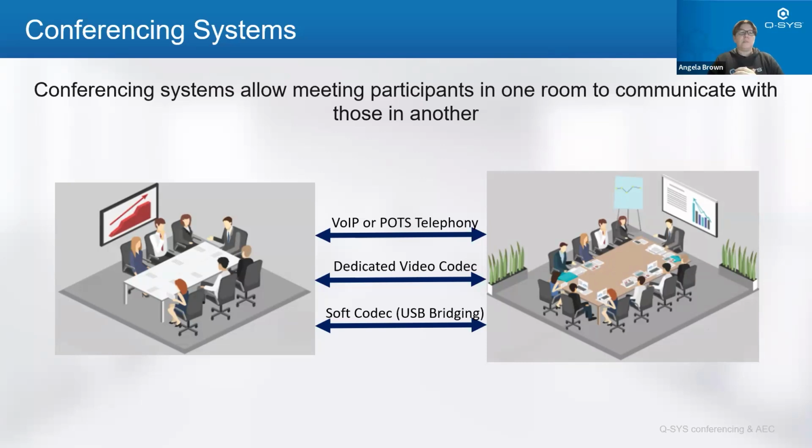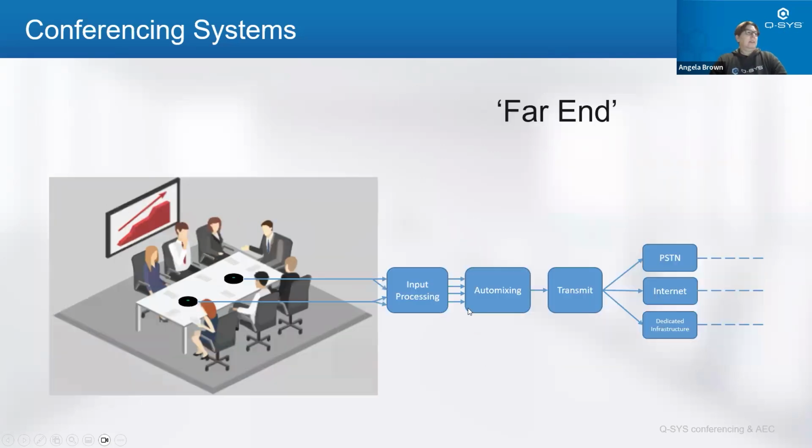So let's start with sort of the signal pathway to this conferencing concept that we've come up with. We've got people in one room, we've got people in another room, and they need to talk to each other. So how does that happen?